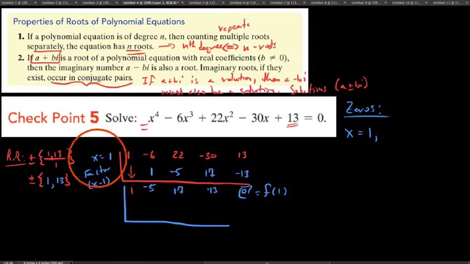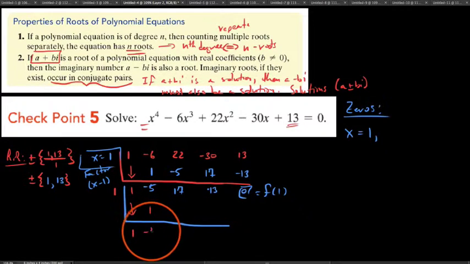Now, because 1 worked, here's the interesting thing about it. We're going to put another number out here and say, let's synthetically divide this polynomial. But 1 could work again. And so I want to check 1 just to see if it does or doesn't work. So we say 1 times 1 is 1. 1 plus negative 5 is negative 4. 1 times negative 4 is negative 4, of course.